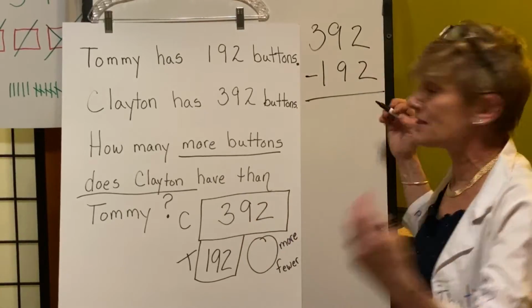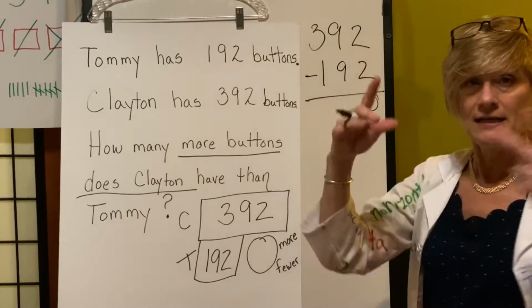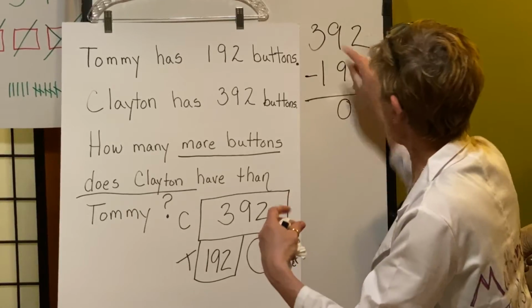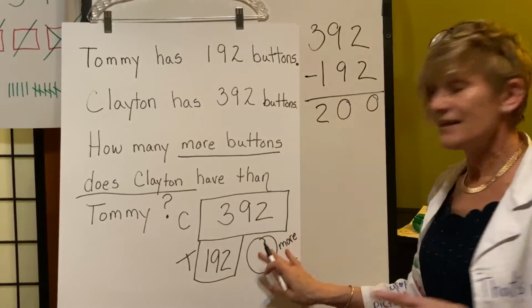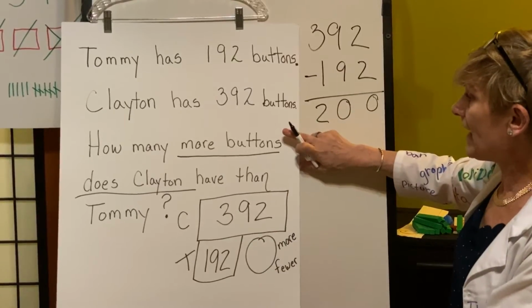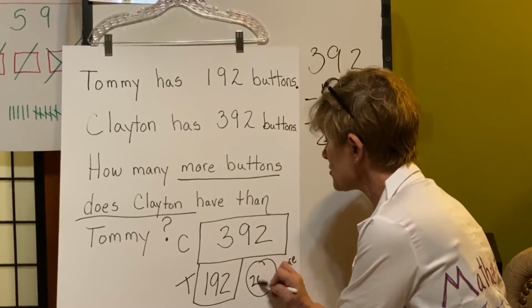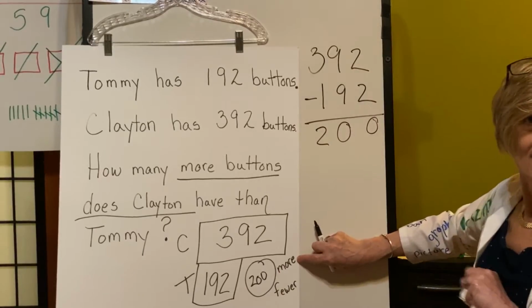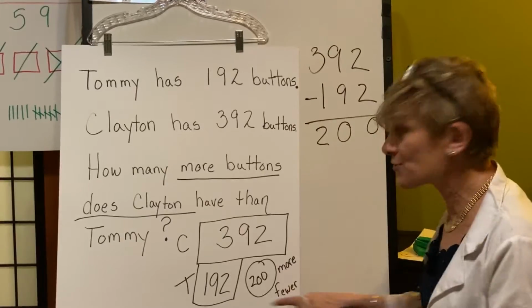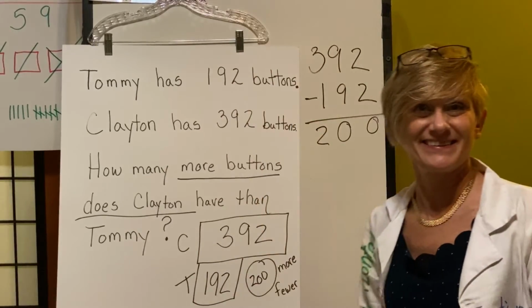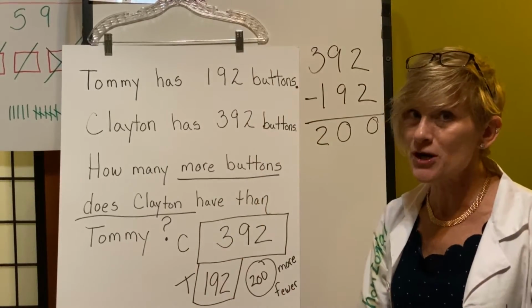2 take away 2, 0. 90 take away 90, 0. And 300 take away 100, 200. So friends, here it is. Clay has 200 more, but Tommy has 200 fewer. See how that number works?